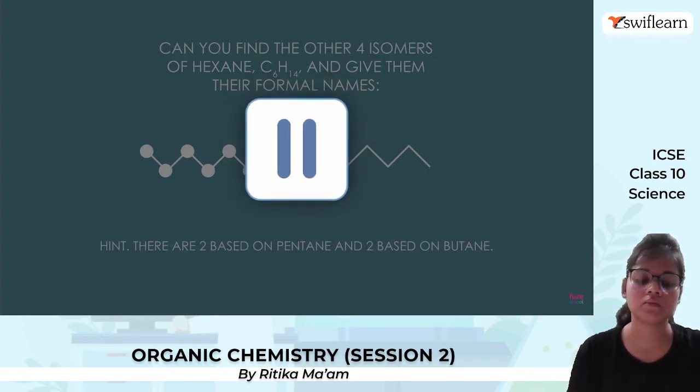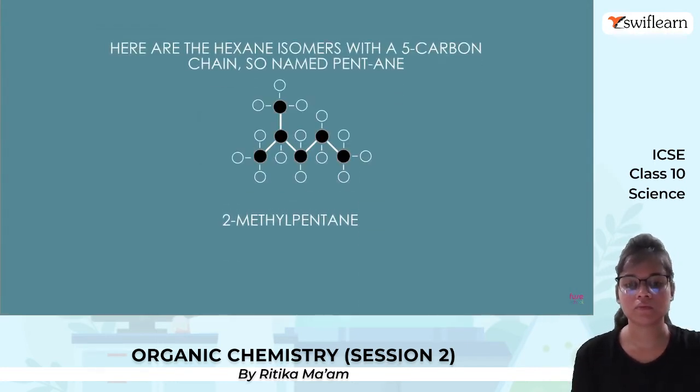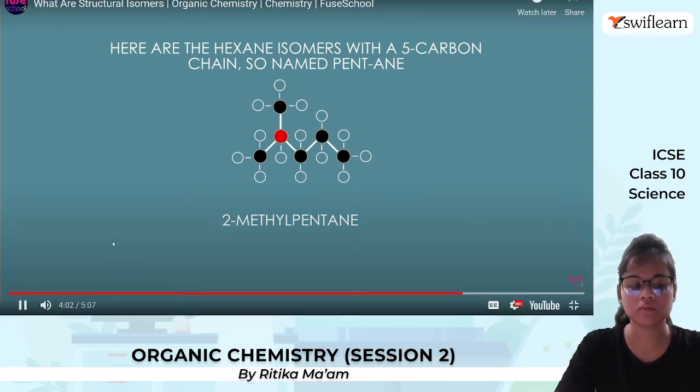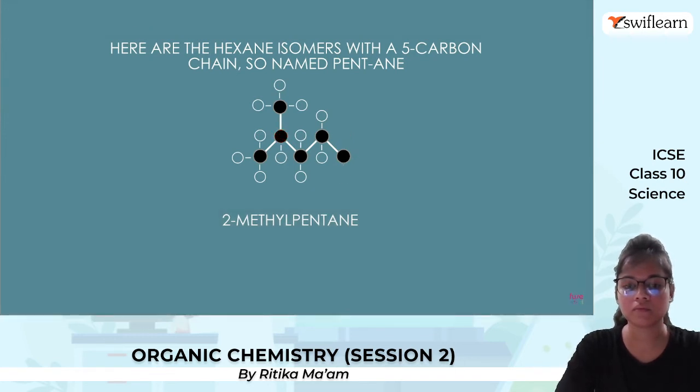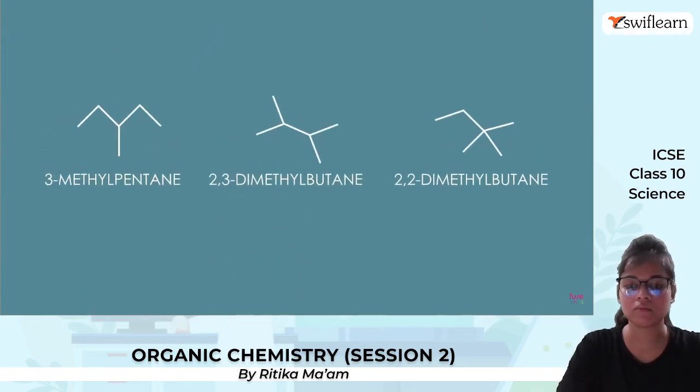Here are the hexane isomers with a 5 carbon chain, so they are named pentane, 2-methylpentane, 2 because the methyl group is on the 2nd carbon atom in the pentane chain. Note the atoms: 6 carbons, 14 hydrogens, it's still hexane. And here's the other isomer based on pentane, 3-methylpentane.